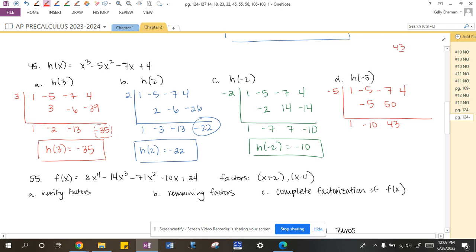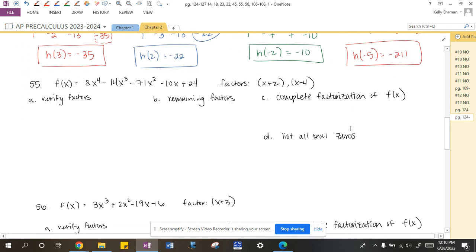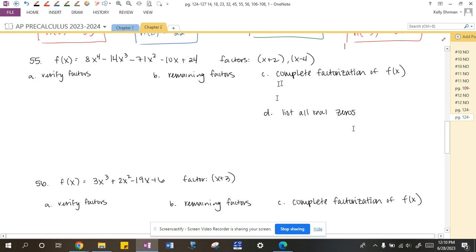Let's see, 43 times 5, 15, -2, 15, plus 4, -2, 11. So h of -5 is -2, 11. Okay, the next two problems kind of take us through the point of having synthetic and long division. So 55 gives us a function and gives us two factors of f of x because we don't have a method to factor something that's 5 terms long like that.